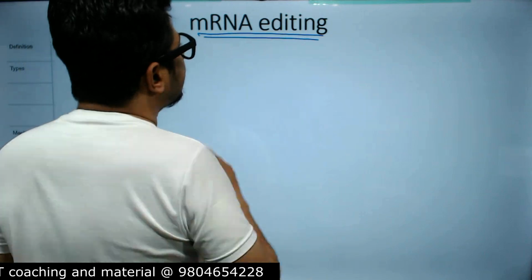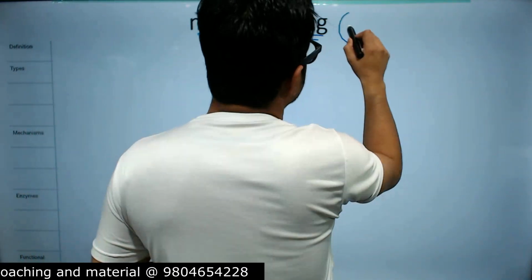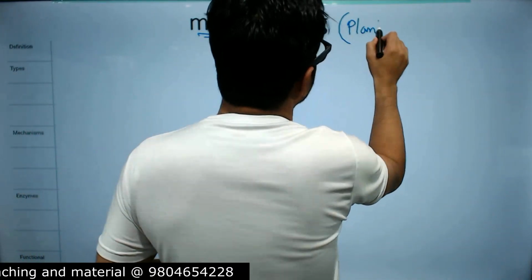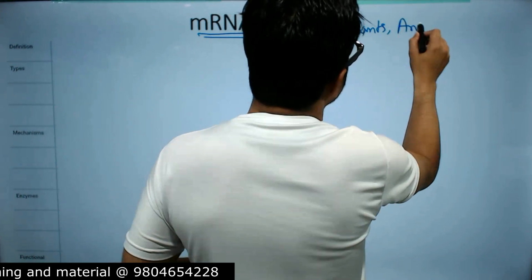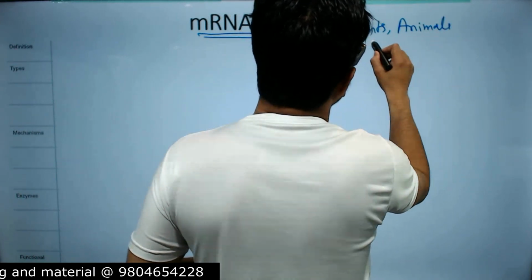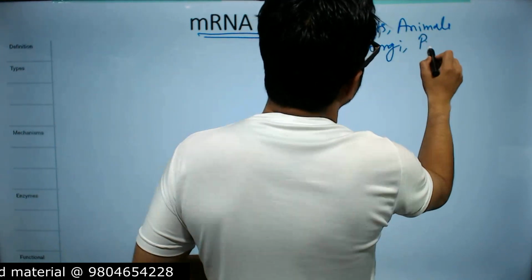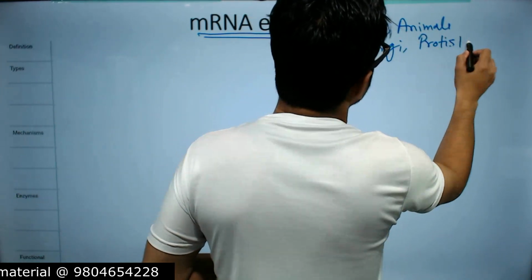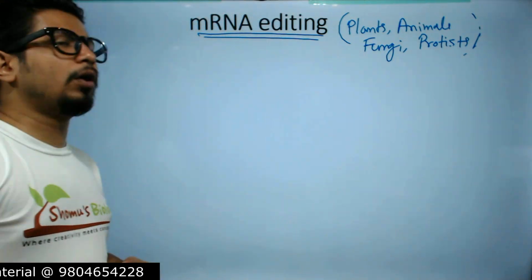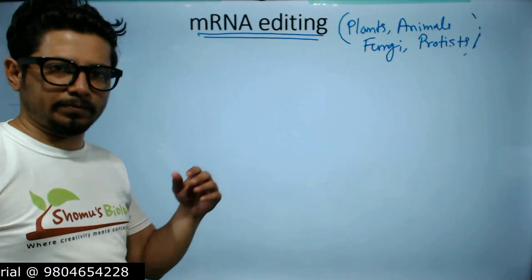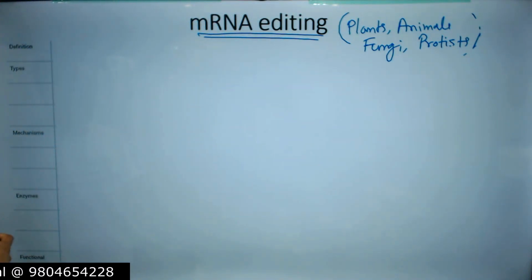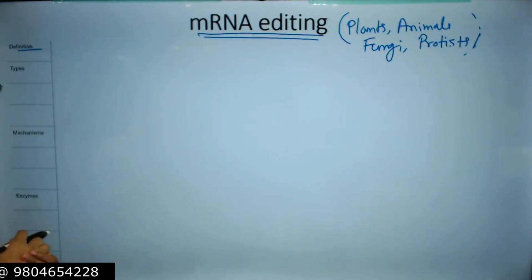RNA editing is not only common in animals; it is seen in plants, in fungi, and it is also found in protists. It is there in all the different types of organisms that are listed here. So that is RNA editing in the very first step.